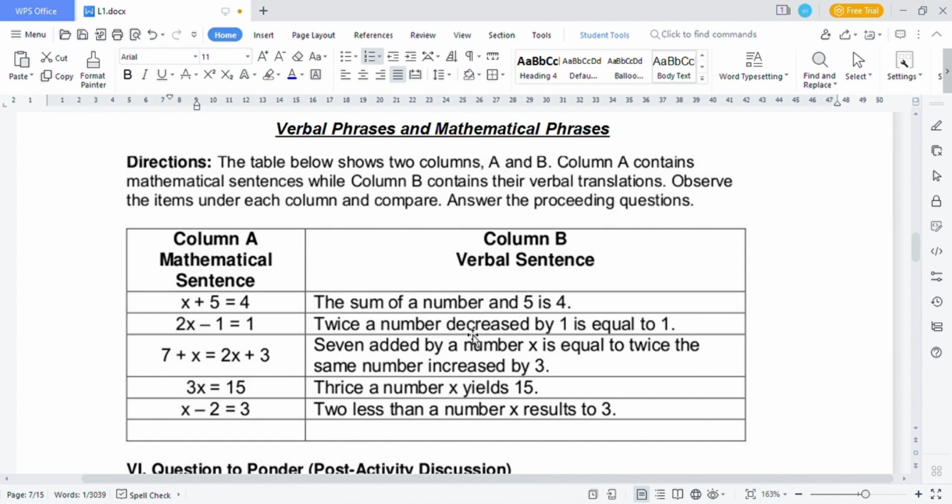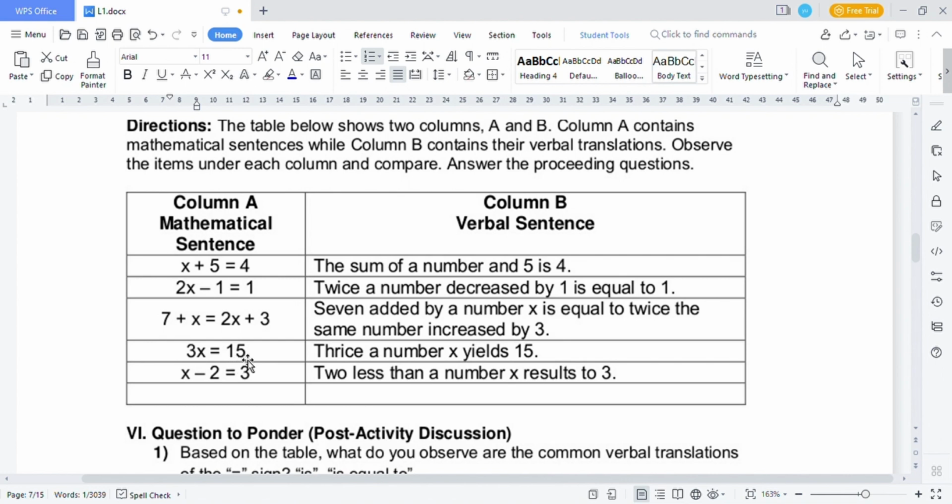Minus means decrease. Twice a number: x is the number, and 2 is twice. Decreased by 1 is equal to 1. Now, if we have 7 plus x is equal to 2x plus 3, how do we transform this into a verbal sentence? That is 7 added by a number x is equal to twice the same number increased by 3.